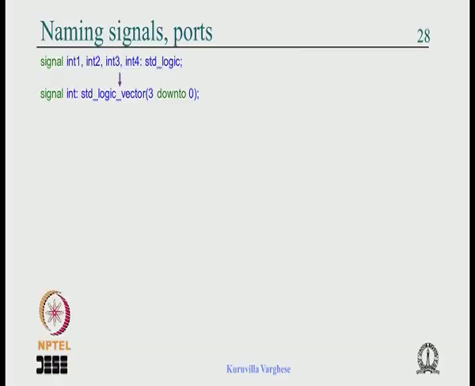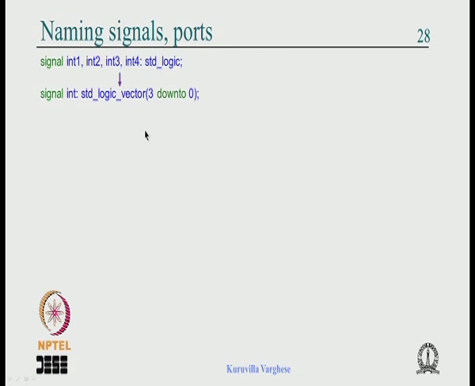So we have declared earlier the internal signals as 4 distinct signals called int1, int2, int3 and int4. You remember that. Suppose instead of that I am going to declare this signal as a 4-bit vector, or 4-bit array or whatever, 4-bit bus. So I am not calling int1, int2, int3, int4, I am calling the signal int, which is std_logic_vector 3 down to 0. That means you have int of 3, int of 2, int of 1 and int of 0.